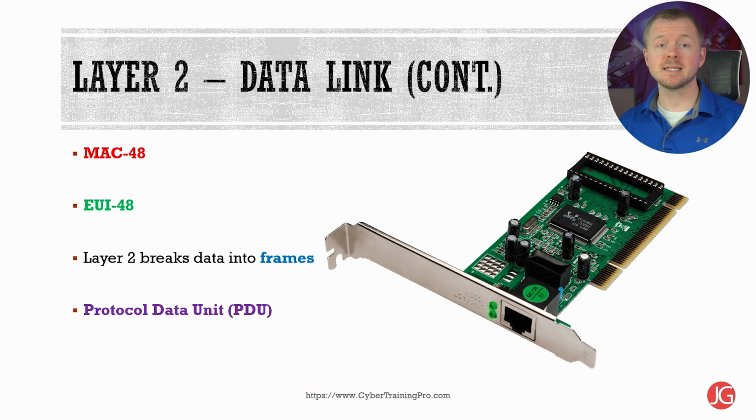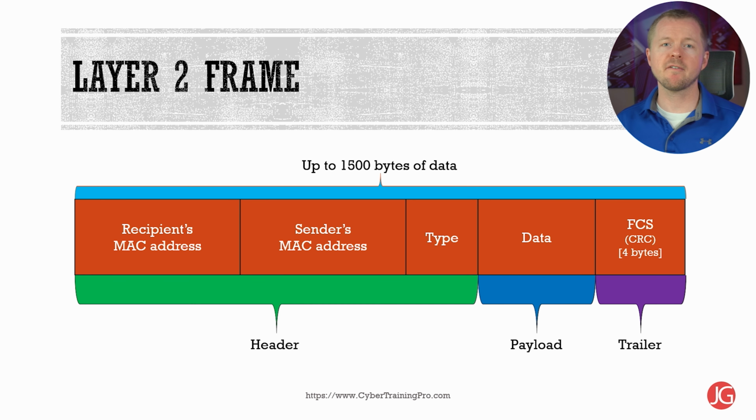Now, layer 2 takes the data that's being sent, and it breaks it up into frames, which are containers for a chunk of data. Each layer of the OSI model does something similar with the protocol adding data, which we actually call the PDU, or the Protocol Data Unit. Layer 2's PDU is frames. Now on the screen here, we have a basic representation of what a layer 2 frame looks like.